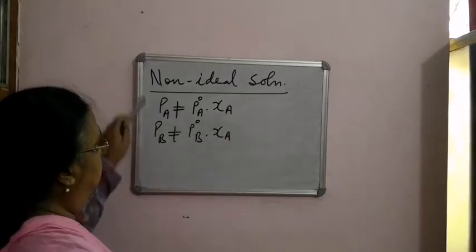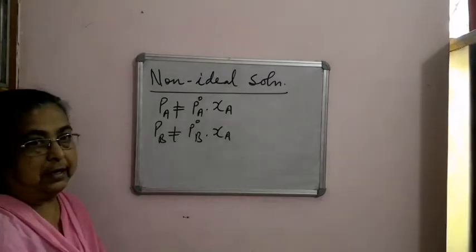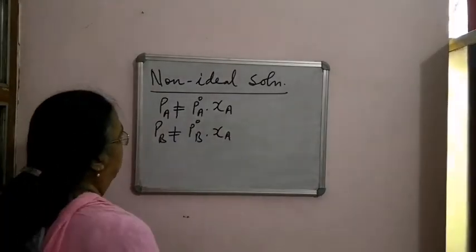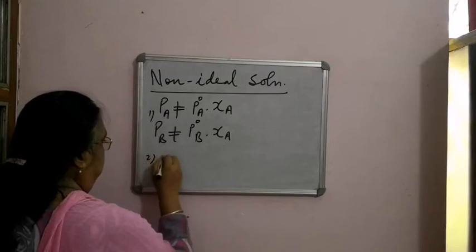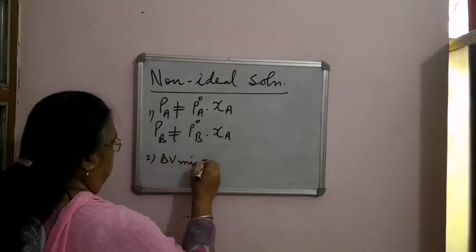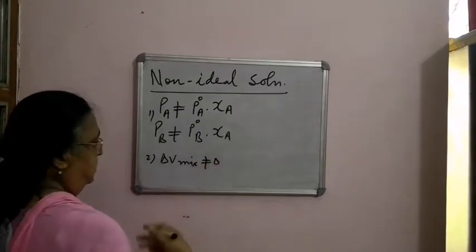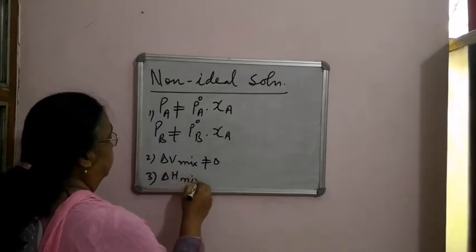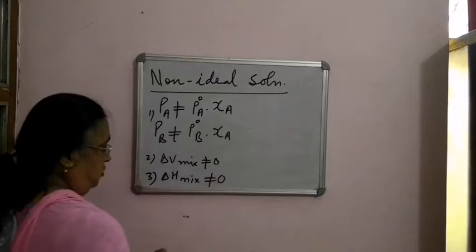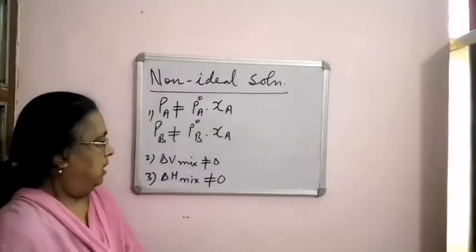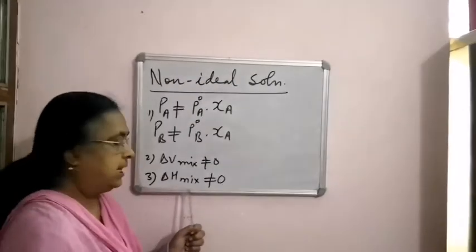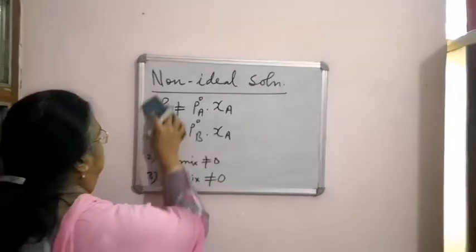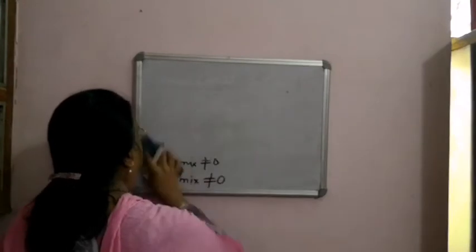That is, the vapor pressure of the solution which we find experimentally is not equal to what we get through the formula of Raoult's law. Also, the second point we have seen: delta V mixing will not be equal to zero. It will be either greater than zero or less than zero. And the third, delta H mixing, the change in enthalpy, will also not be equal to zero. Neither heat will be taken in nor given out. So we will be doing the PX diagram and TX diagram for these solutions.